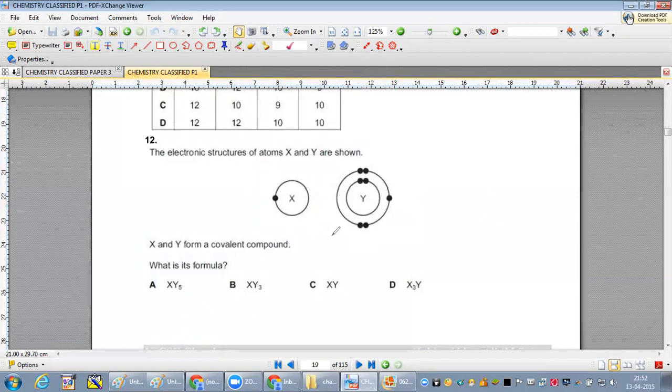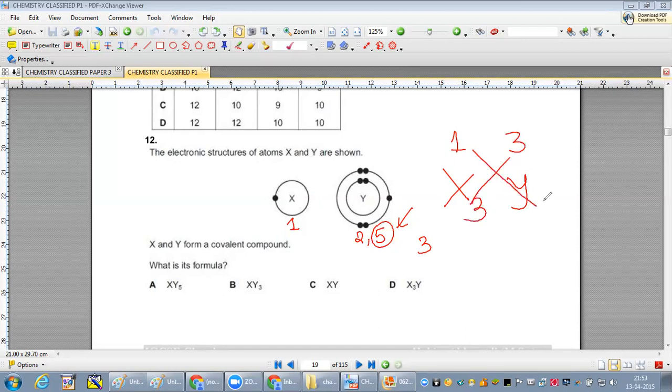So I'm going to write down the electronic configuration of both. For X the electronic configuration is 1. Over here the electronic configuration is 2, 5. 5 electrons in its outermost shell. It can share 3 more electrons, so its valency will be 3. So for X, the valency is 1. For Y, the valency is 3. Just exchange these valencies. This 3 will come over here, this 1 will come over here. So the formula is going to be X3Y. This is your option.